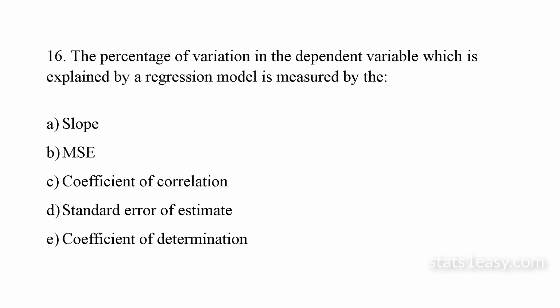In 16, the percentage of variation in the dependent variable which is explained by the regression model is measured by the... So this is a very important definition. R squared is what we're talking about here. R squared is the percent of variation in the dependent variable, which is explained by a regression model or explained by a variation in the independent variables. So the answer to this one is R squared, which is the coefficient of determination.